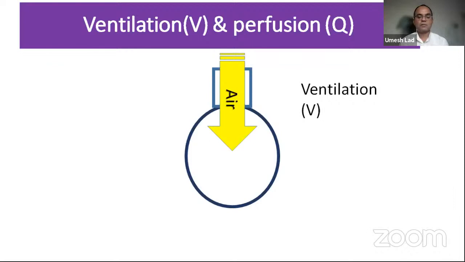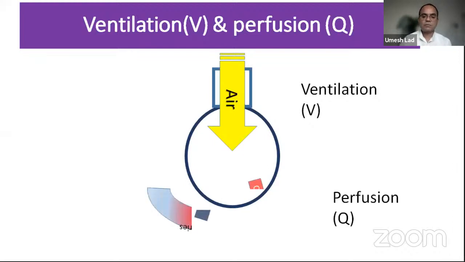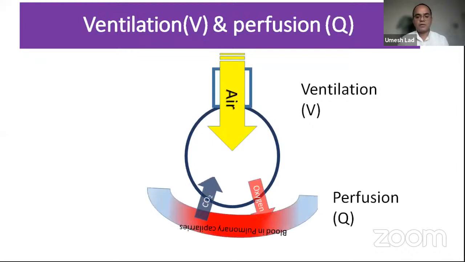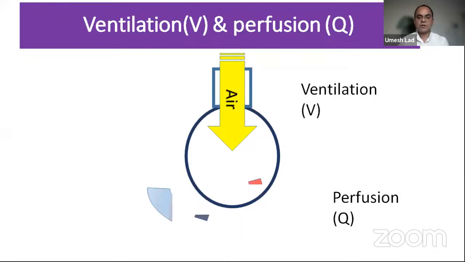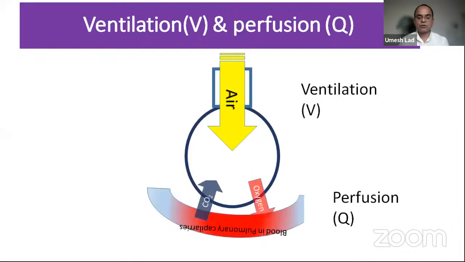Any block in this will be called a ventilatory defect, or blockage in the ventilation. Now the second thing is, what is perfusion? Now if you see here what is happening, the blood is coming from the heart, it is deoxygenated, it is giving carbon dioxide to the alveolus and taking oxygen from the alveolus, and it is happening across a membrane called the respiratory membrane.